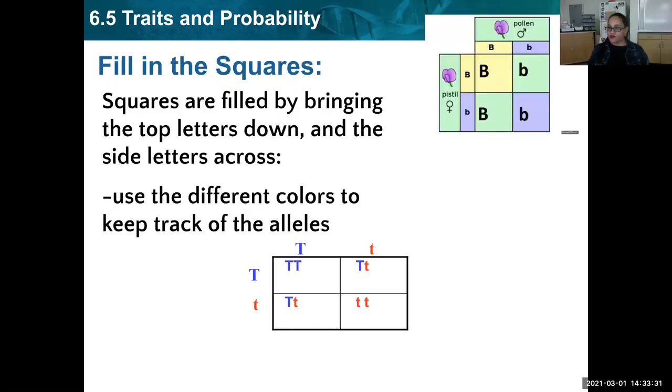And then you fill in the squares. So squares are filled by bringing the top letters down and the side letters across. And like I said, I use different colors to keep track of the alleles. You can or you don't have to. The top GIF is an example. They're using B's instead of T's. At the beginning of it just shows you.